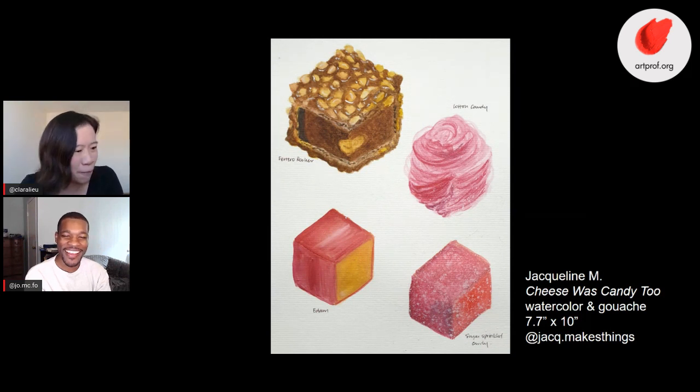So they did Ferrero Rocher, sugar sprinkled candy, and I don't know what this is: Edam, E-D-A-M. Maybe somebody in the chat can tell me what that is. And then the fourth one is cotton candy. So how do you think Jacqueline did?